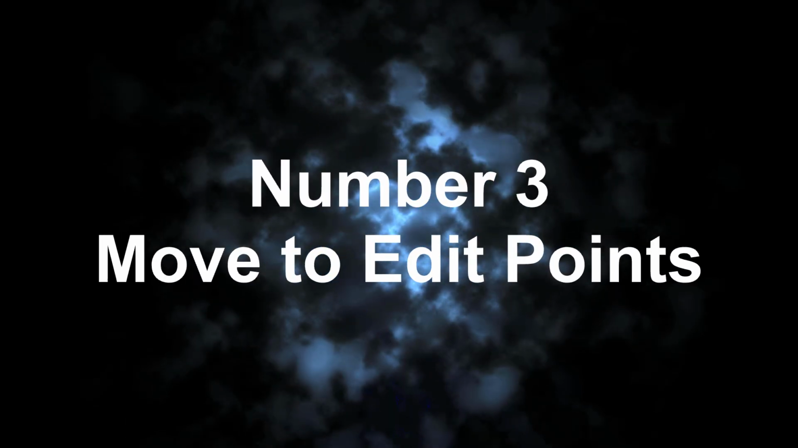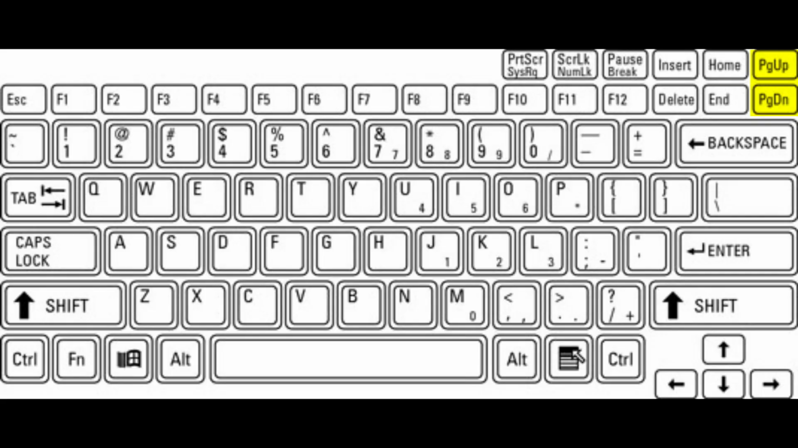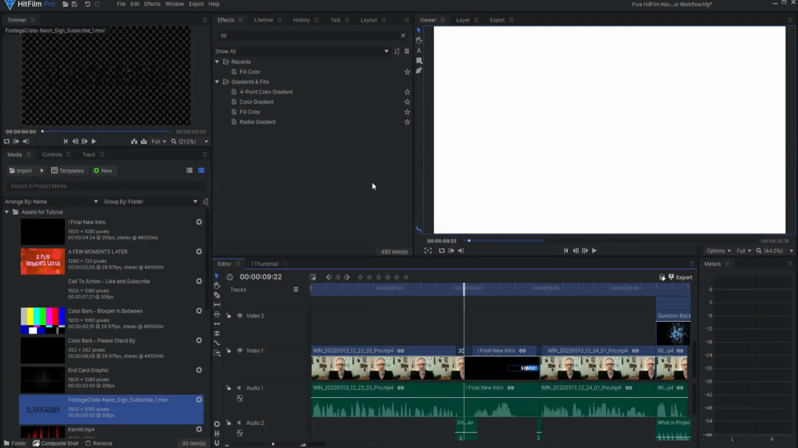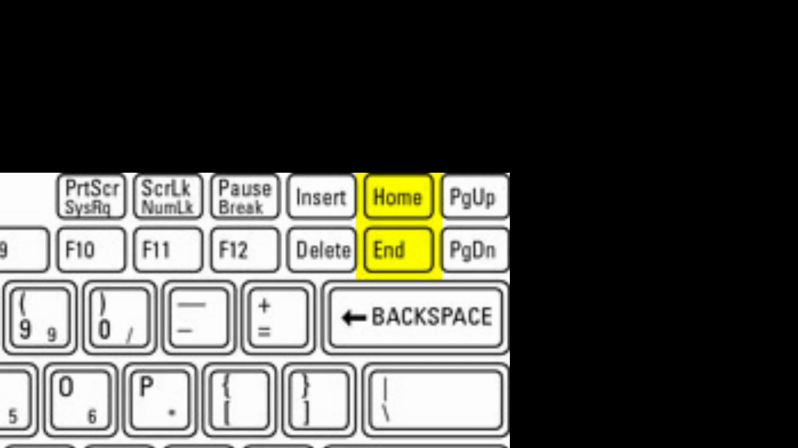Number 3, move to edit points. Page up and page down move the playhead to the next edit point. Quickly navigate the editor timeline using these keys. Bonus! Home and end move the playhead to the beginning and the end of your timeline.